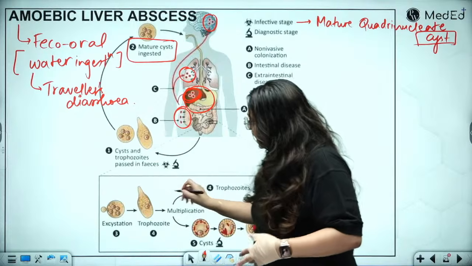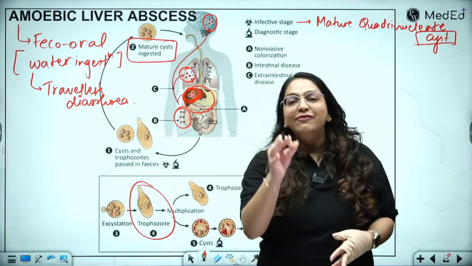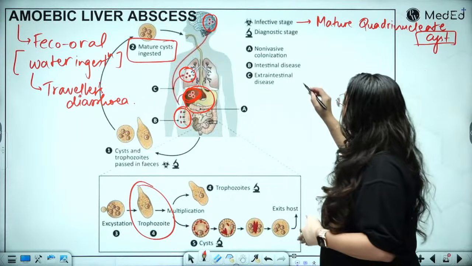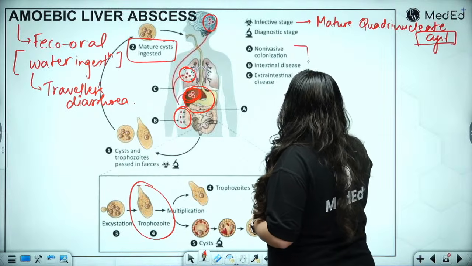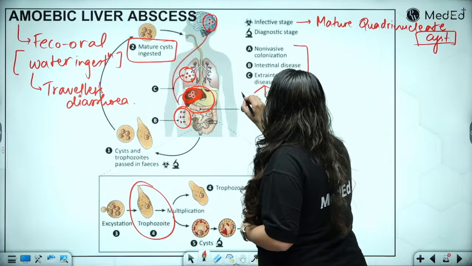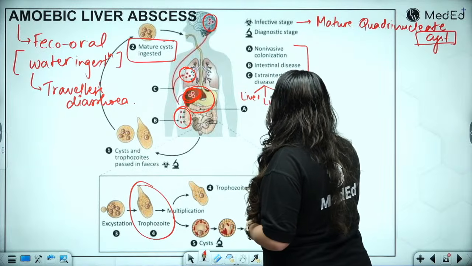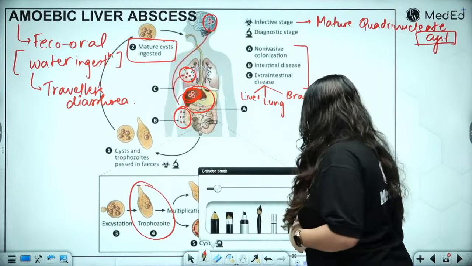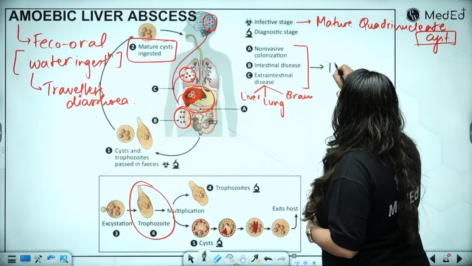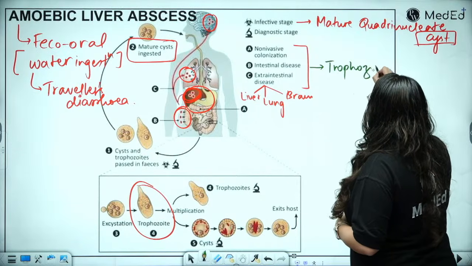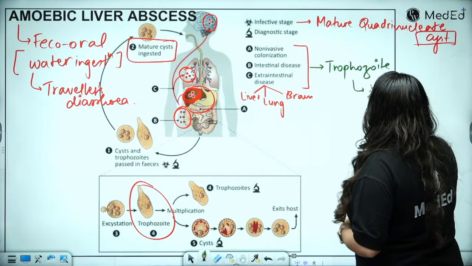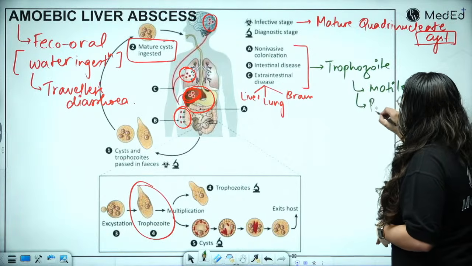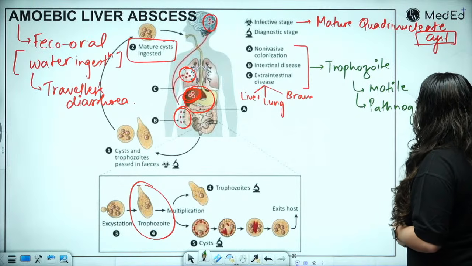Who is causing this? It is the trophozoite. So what is the infective stage? The infective stage is the mature quadrinucleate cyst. Either it can do non-invasive colonization, intestinal disease, or extra-intestinal disease, which can happen in the liver, the lung, or the brain, like I said. And who is responsible for all of this? The trophozoite. The trophozoite is the actively motile state. This is the one which is moving around in the body. This is the pathognomonic stage.